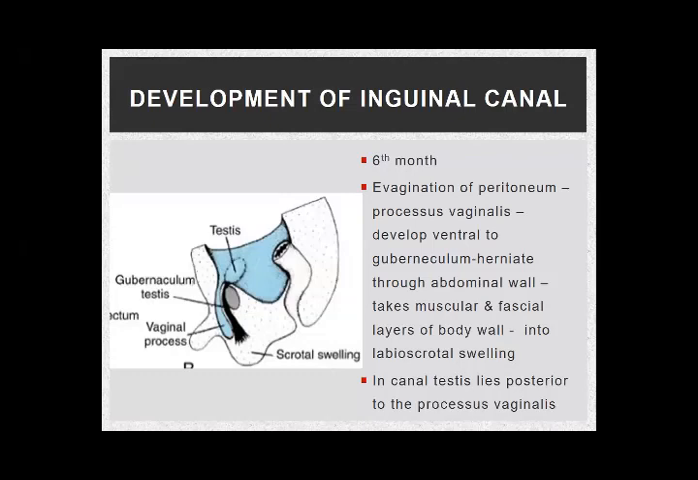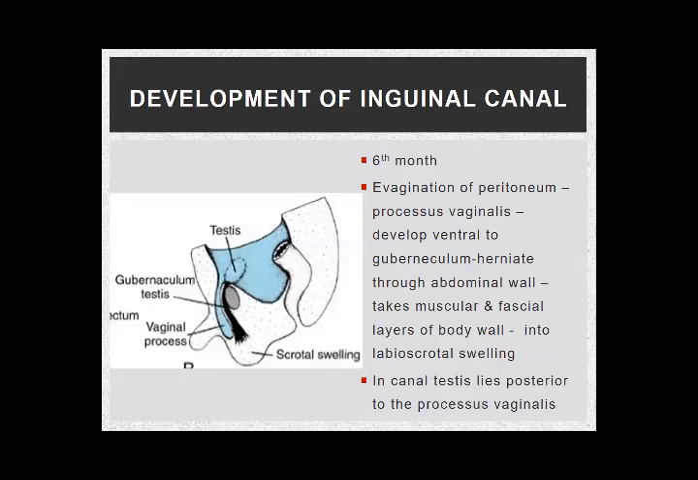Now what happens is, at 6 months of intrauterine life, there is an evagination, an out-pocketing of peritoneum. All this blue is peritoneum. Please note that this is an out-pocketing of peritoneum. This is the developing testis, and this black is the gubernaculum. This evagination of peritoneum is lying ventral, anterior, to the gubernaculum.